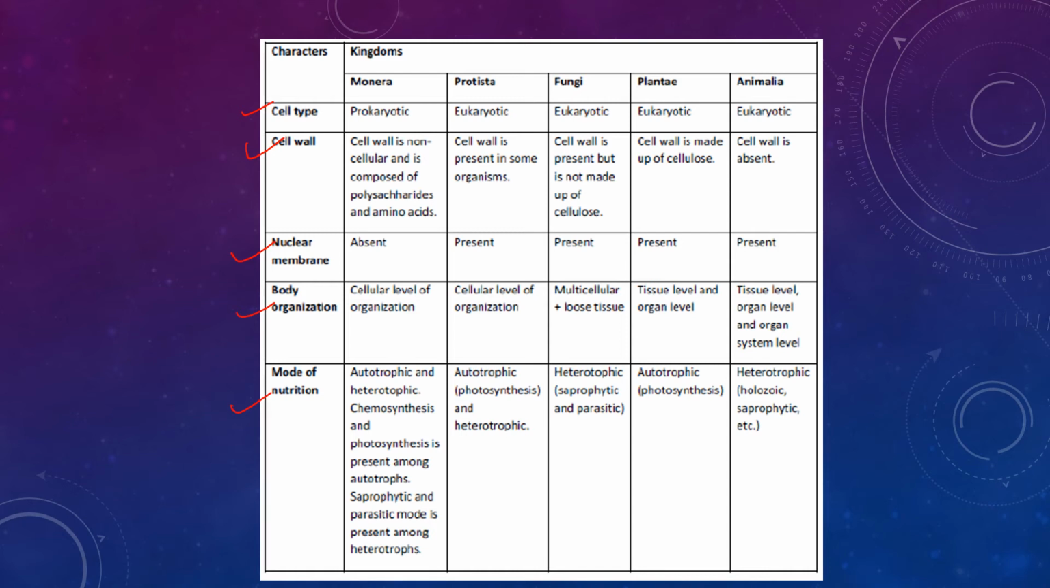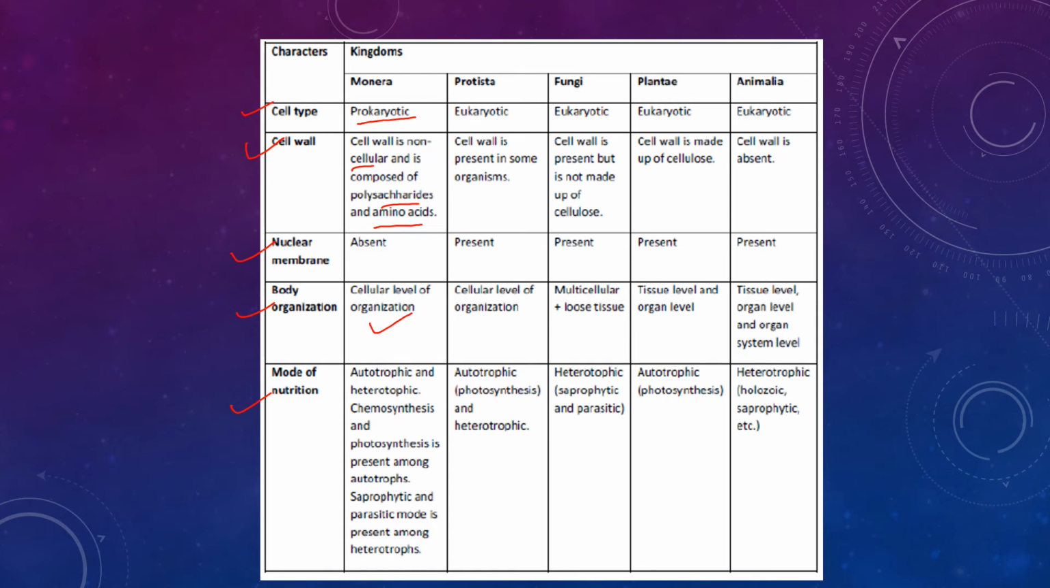Now Monera: the cell type is prokaryotic and the cell wall is non-cellular. They are made up of polysaccharide and amino acid. The nuclear membrane is absent in Monera. Next, body organization is cellular level of organization.